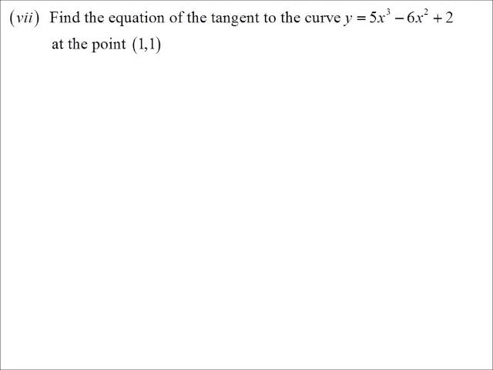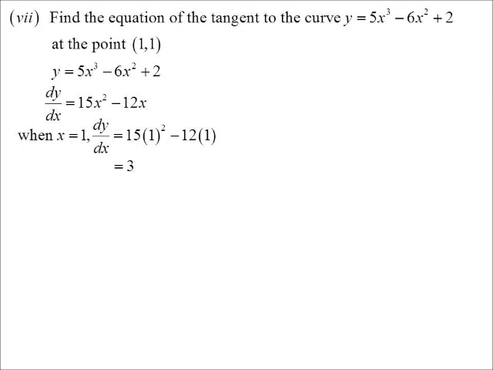The curve this time is a cubic. So y is 5x cubed minus 6x squared plus 2. Differentiate each individual bit. 15x squared minus 12x. Okay, there's our gradient function. We want it at the point x equals 1. So sub in x equals 1.